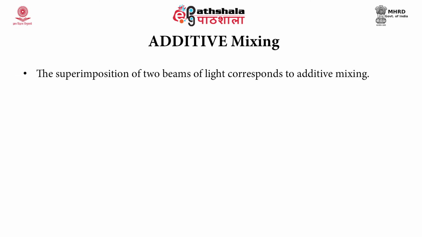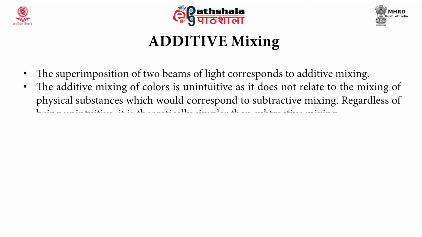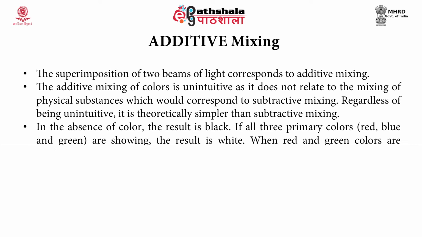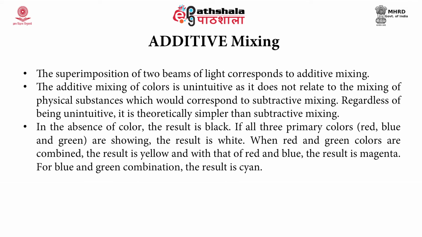The first one is additive mixing. The superimposition of two beams of light corresponds to additive mixing. The additive mixing of colors is unintuitive as it does not relate to the mixing of physical substances, which would correspond to subtractive mixing. Regardless of being unintuitive, it is theoretically simpler than subtractive mixing. In the absence of color, the result is black. If all three primary colors, that is red, blue and green, are showing, the result is white.